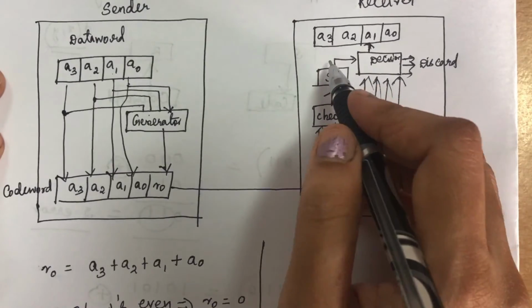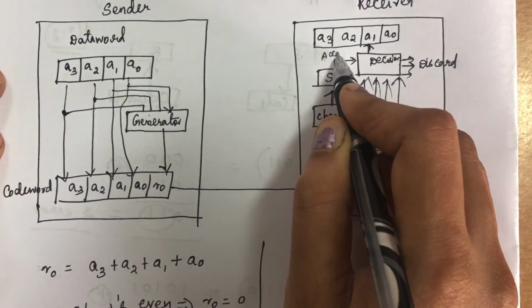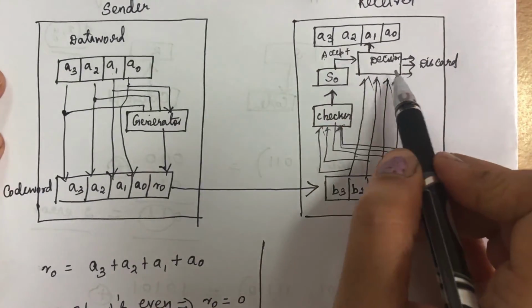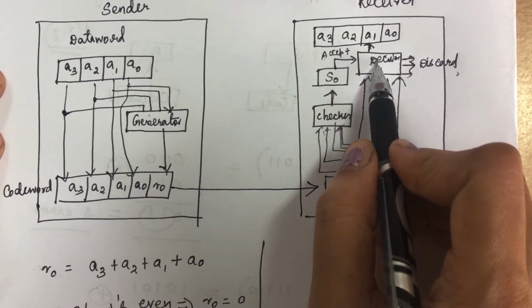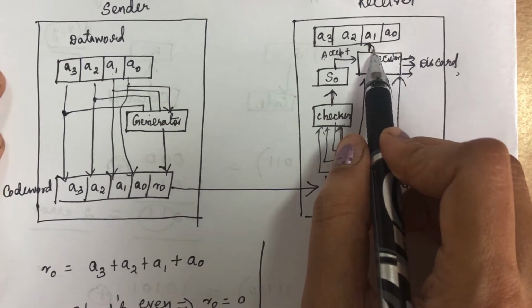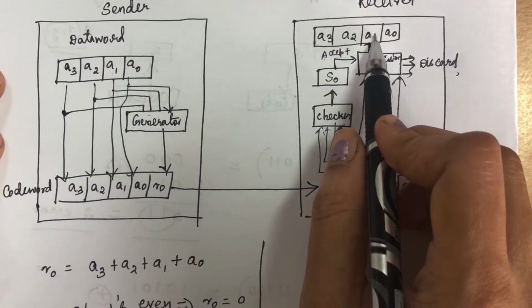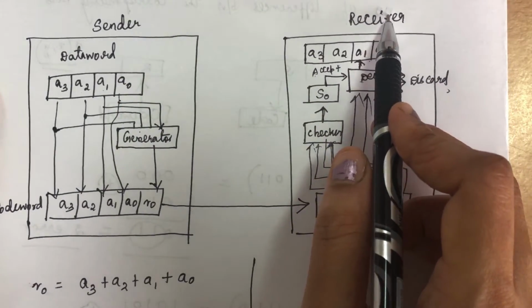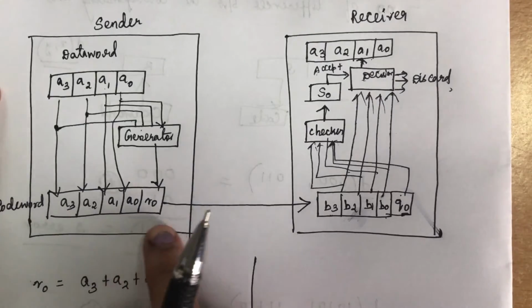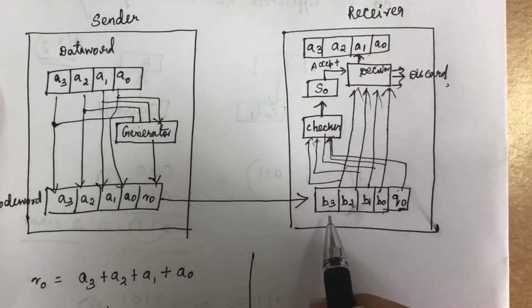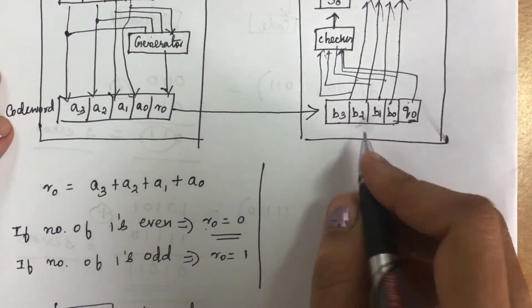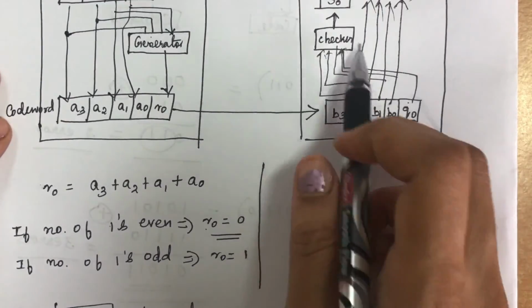check all the bits. After checking, it will find out a syndrome called S0. This syndrome will say whether we need to accept the bits or discard the bits. Based on the decision, the data words will be extracted and sent to the upper layer. We are sending on this side, and receiving the bits here, so here we will calculate a syndrome S0, right?